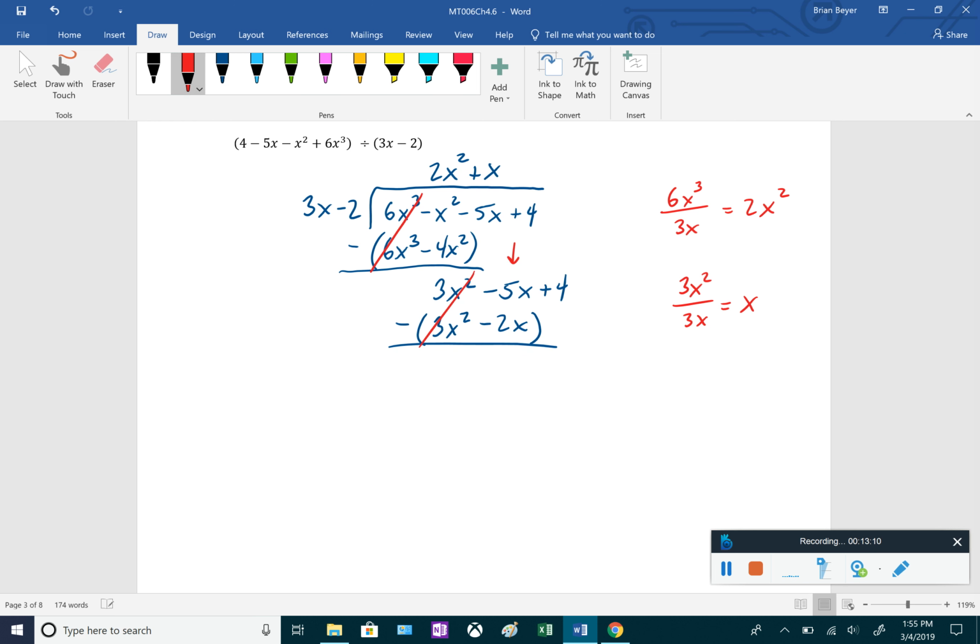The x squared terms cancel. Negative 5x minus negative 2x. Negative 5 plus 2 gives us negative 3x. Bring down the plus 4.